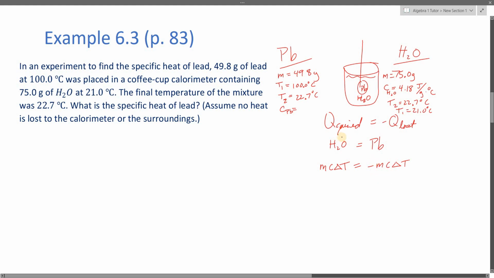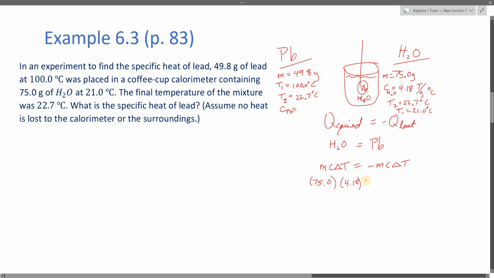Okay, so we know that the Q up here is going to equal MCΔT, and the Q up here will be negative MCΔT because it's losing energy. So plug in everything you know. For water, we know the mass to be 75.0 grams. We know the specific heat of water is 4.18 joules.